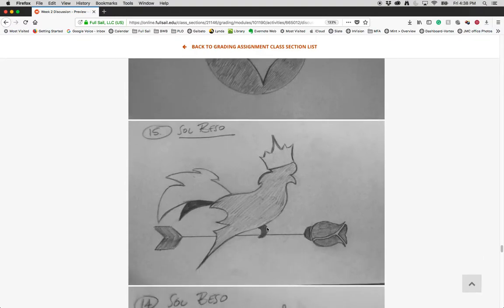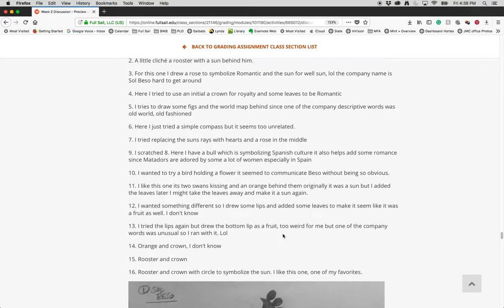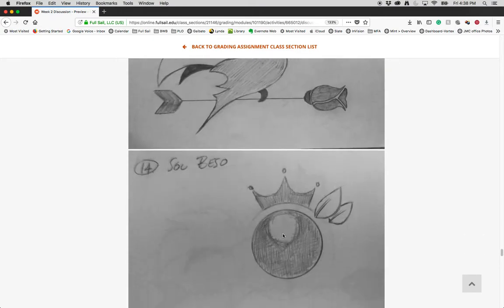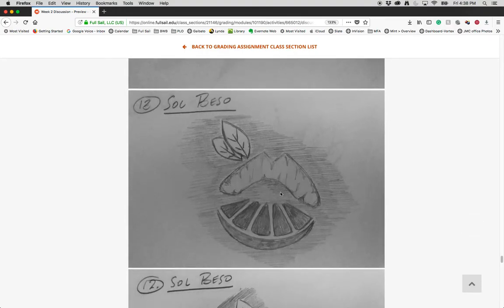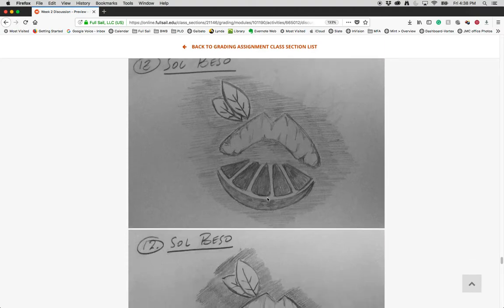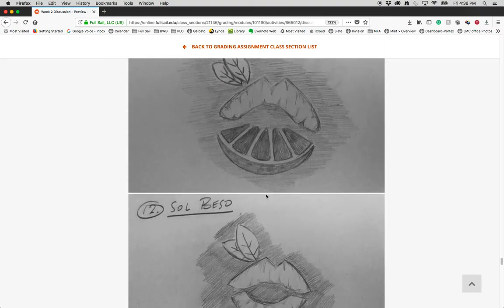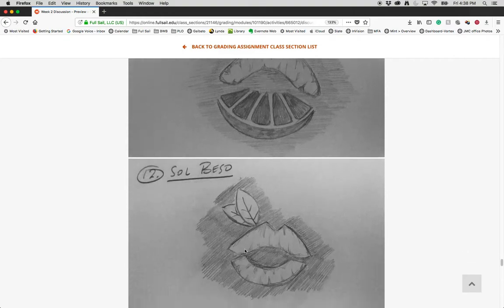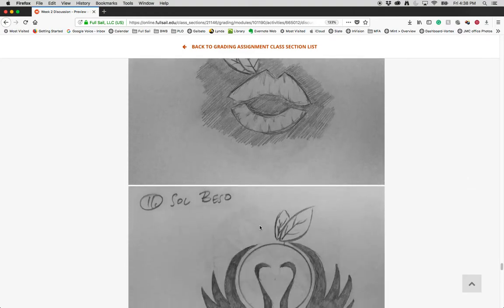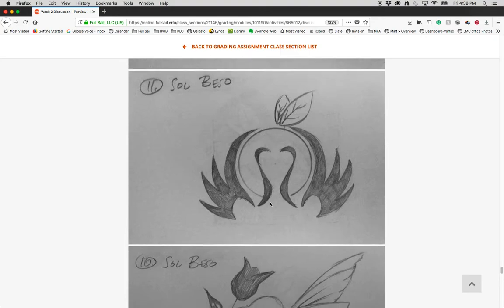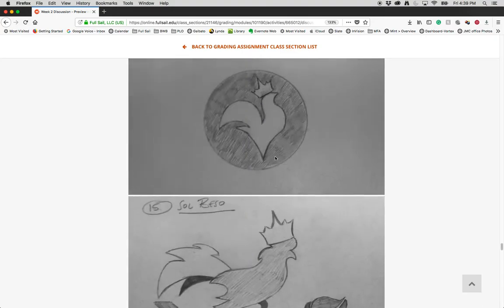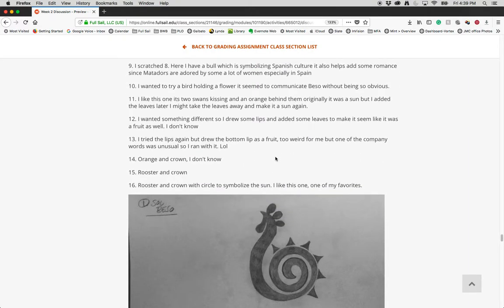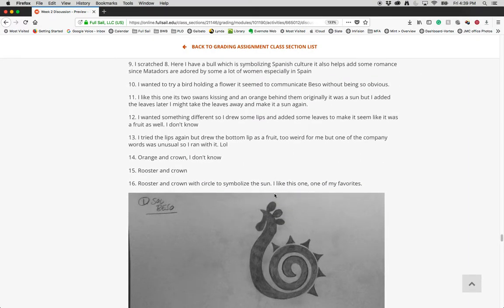The rooster on a rose, which is also an arrow. It's kind of like a weather vane, perhaps. Number 15. Let's see. The segment of oranges, dried fruit. It's lips, the kissing lips, sol beso. All right, that's an interesting idea. This one's very interesting too. It kind of looks like two birds. What are we saying with number 11? Swans kissing.